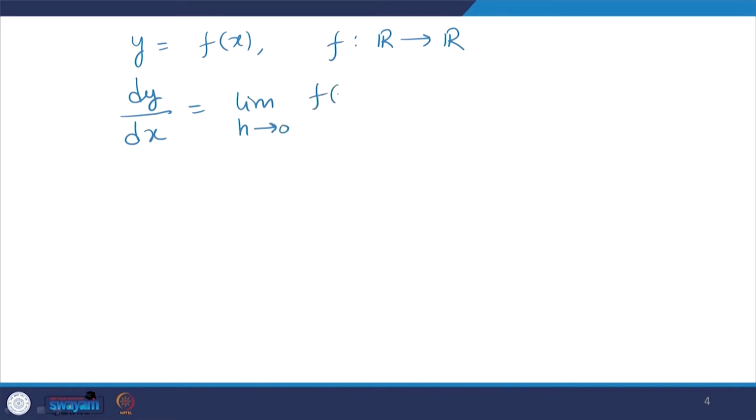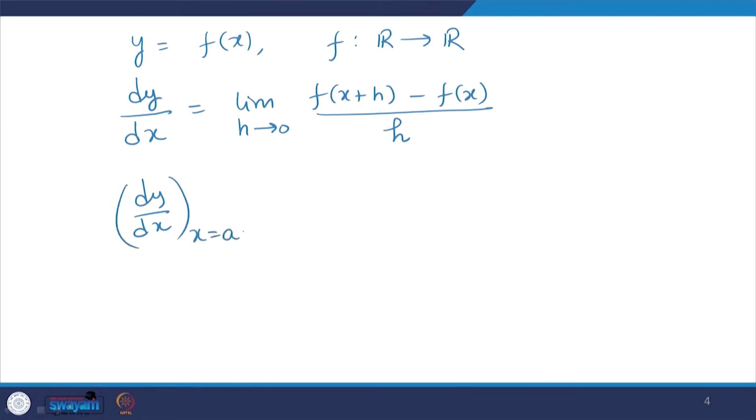We all know what a function of a single variable is, if f is from R to R. We define dy by dx, which is nothing but the limit h tending to 0 of f of x plus h minus f of x, upon h, provided this limit exists. This is called the derivative of the function f with respect to x. In this way we define f dash x at x. If we define dy by dx at x equal to a, in the same way we can define it as the limit h tending to 0 of f of a plus h minus f of a, upon h.